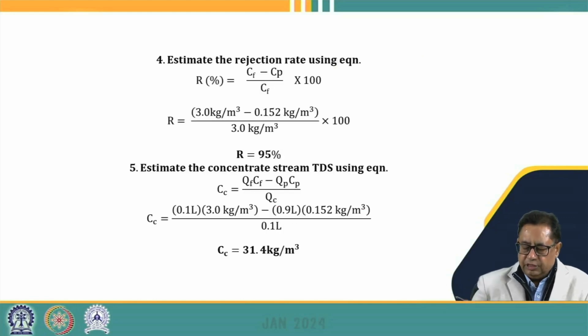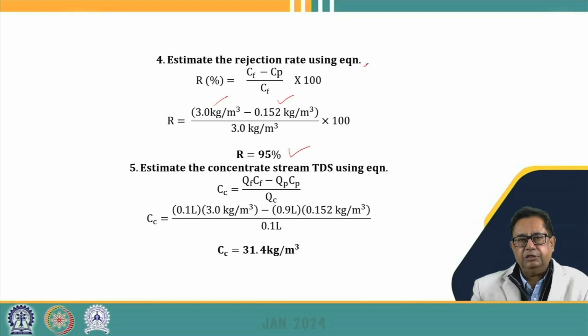So now we can estimate the rejection rate by using this equation, that is rejection rate is equal to the concentration in the feed minus concentration in the permeate divided by the concentration in feed. And we have already seen that the concentration in feed is 3 kgs per cubic meter, whereas the concentration in the permeate is 0.152 kgs per cubic meter. So we can get a rejection rate of around 95%, that is around 95% of the TDS is getting rejected or it is going in the concentrate.